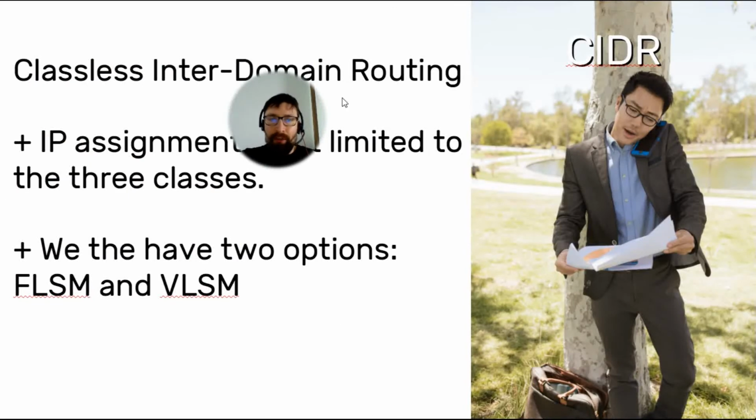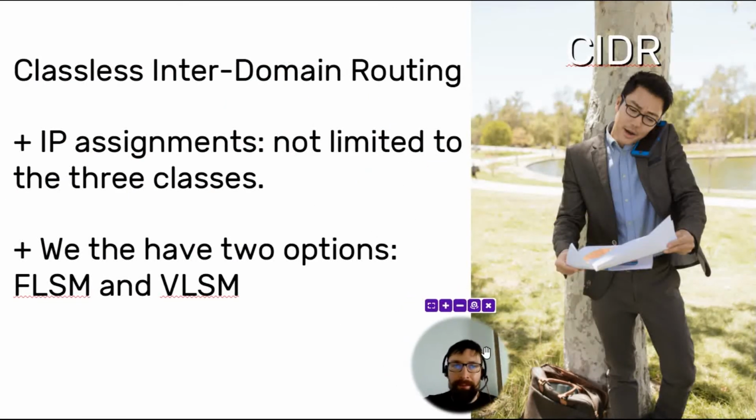So let's go to CIDR, the so-called CIDR routing. This is classless interdomain routing. That means the IP assignments are not limited to these three classes. When we talk about CIDR, we have two more options, and we can go to FLSM or VLSM. Those are the two options, okay? But we're going to talk about this later. Let's talk about the classless interdomain routing.